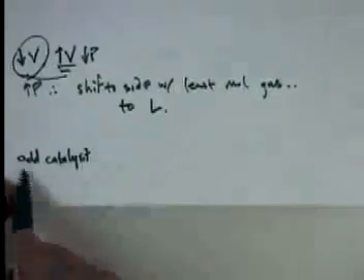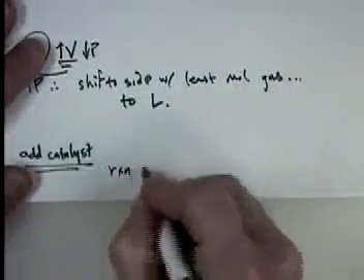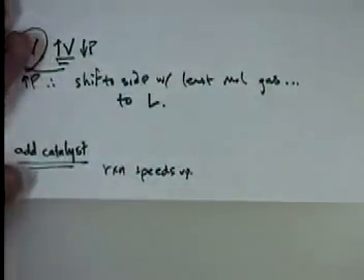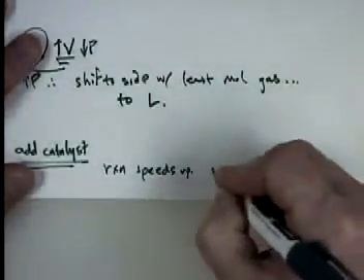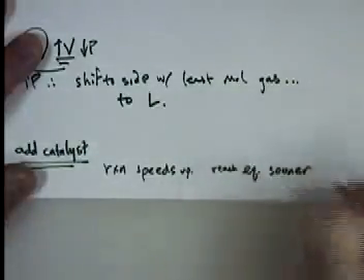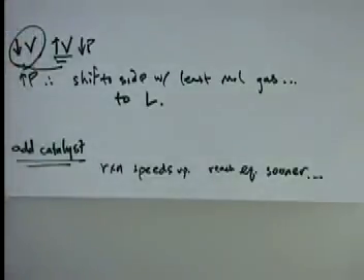How about if I add a catalyst to the system? Okay, if I increase the reaction rate by adding a catalyst, then the reaction will speed up. The reaction speeds up, and I reach equilibrium sooner. Remember from chapter 14, when you add a catalyst to a system, you change the pathway of the reaction, and usually the activation energy is lower, and that's what speeds it up.